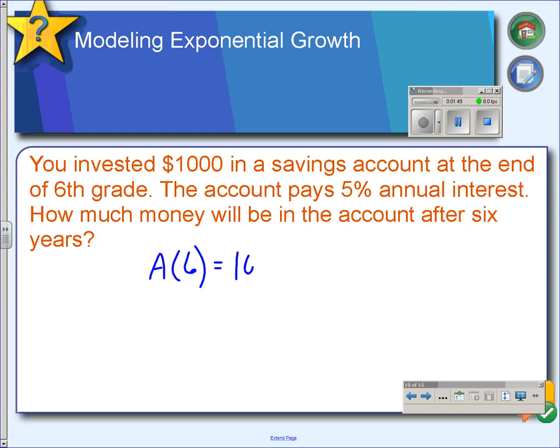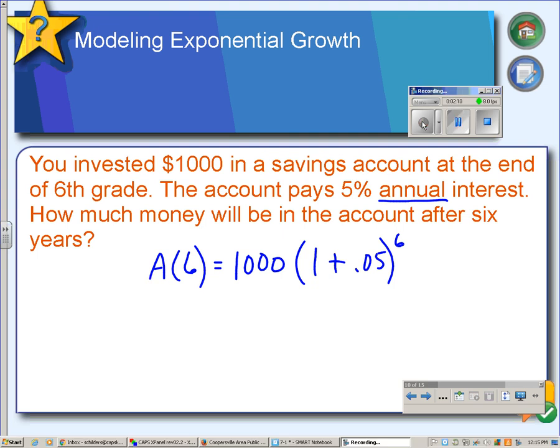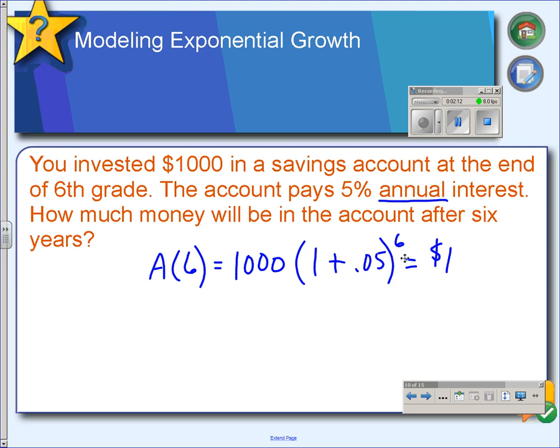Our initial amount is $1,000. And our interest rate is 0.05, which is an annual interest rate. So then t has to be written in years because the percentage rate was in years. So that goes to the 6th power. This you just calculate in your calculator. And we get $1,340.10, rounding to the nearest cent.